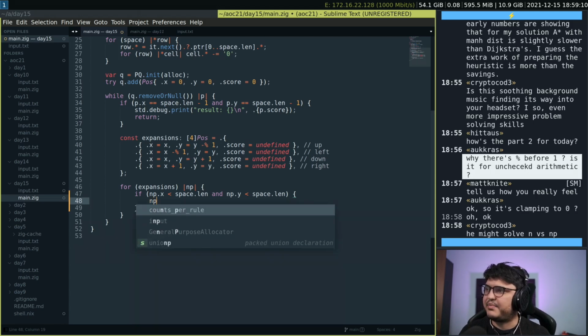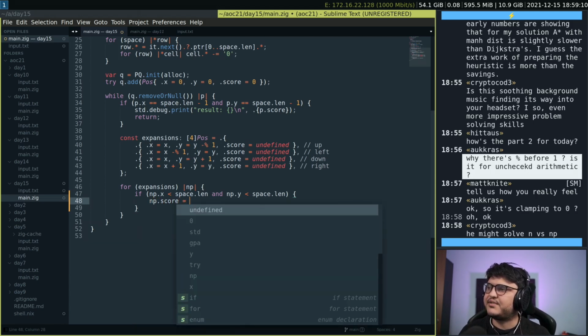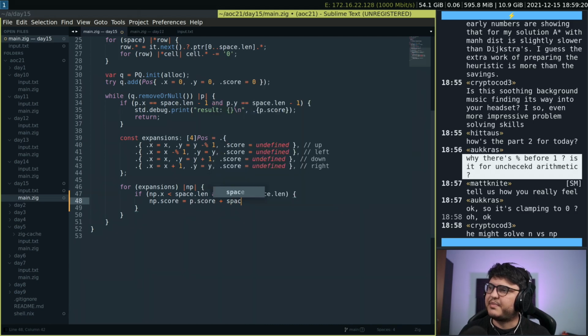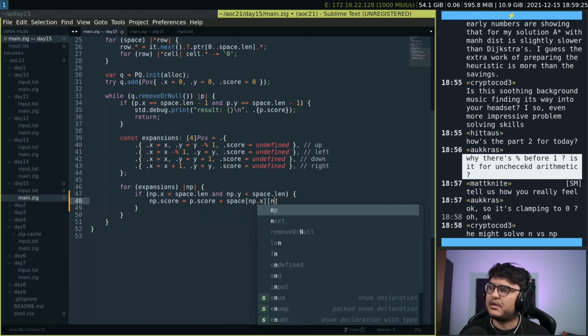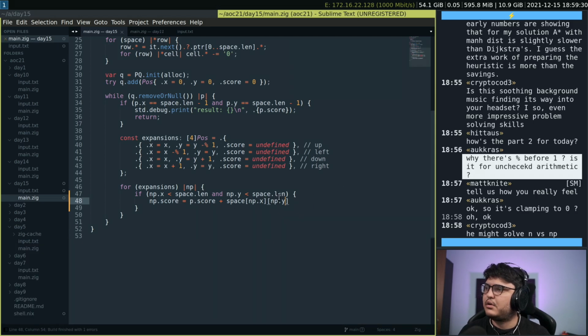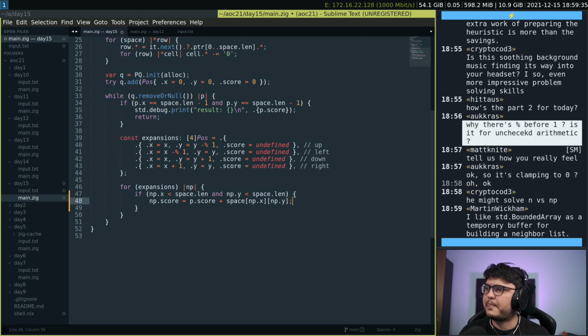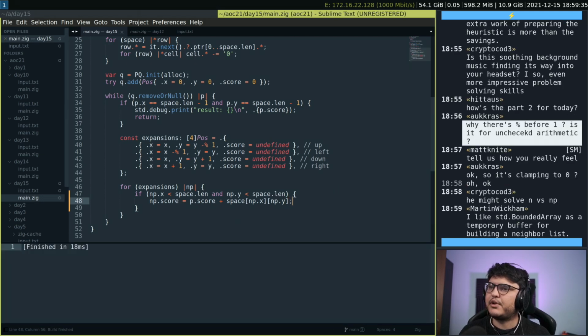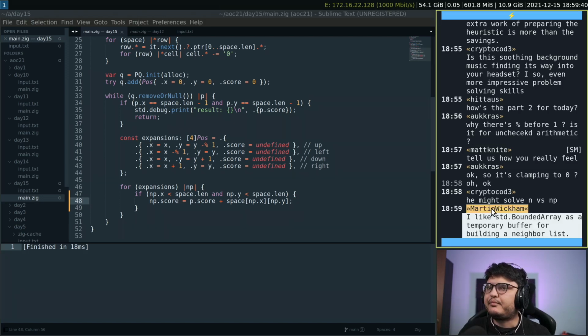So I set np.score equals p.score, the original point's score, plus space at np.x, np.y. There we go. I like std bounded array as a temporary buffer for building a neighbor list.